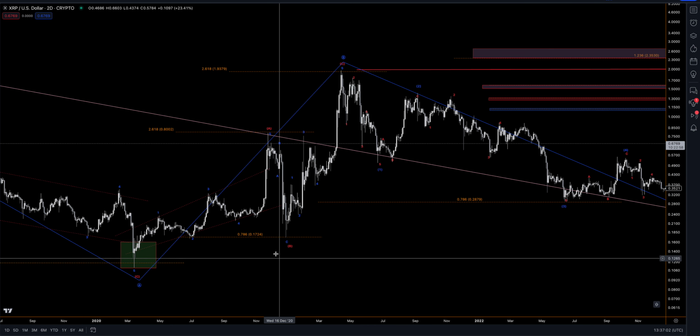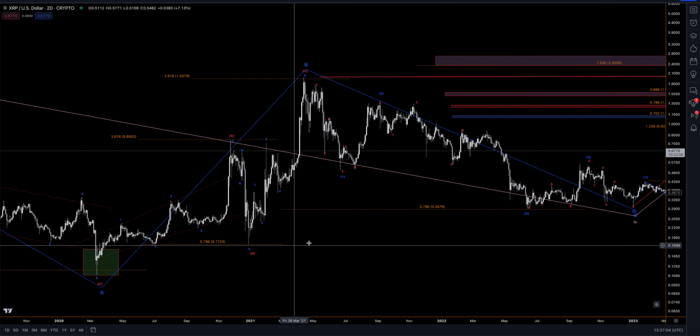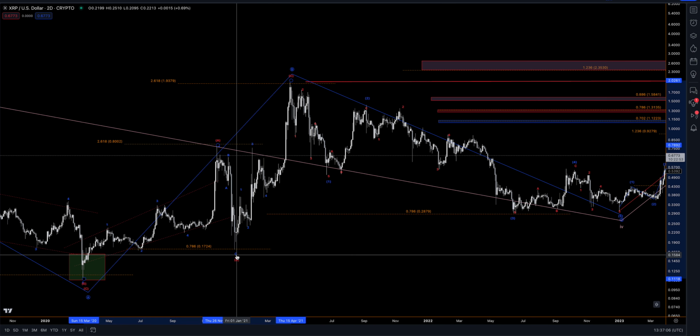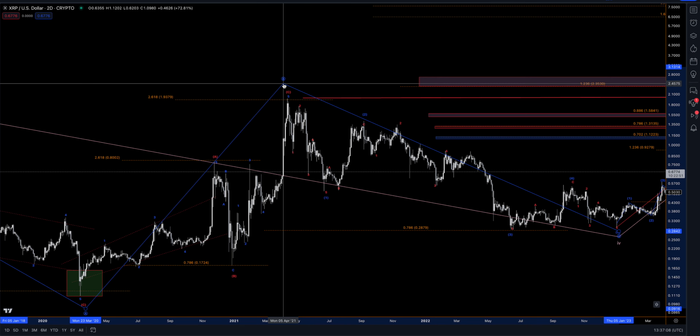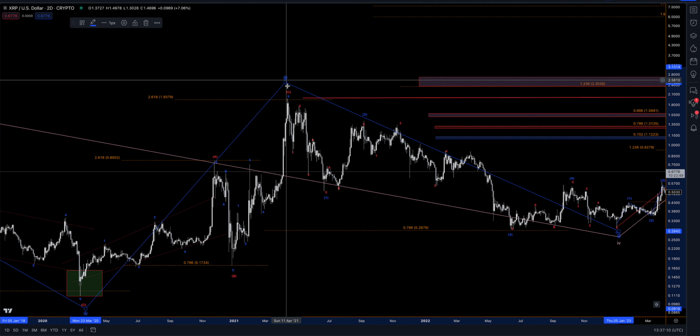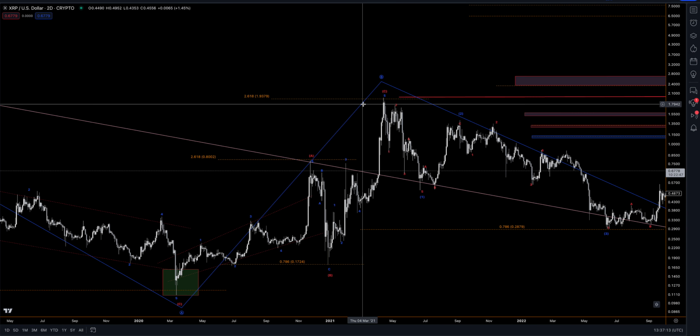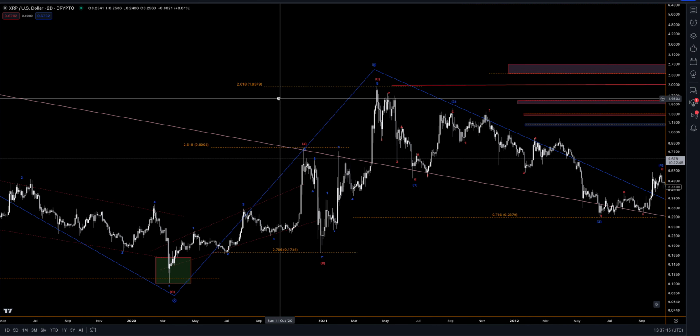So you see this ABC coming down to the 0.786. And then we start our C leg within our macro B. So we have another 5-wave move up, hitting your 2.618 perfectly at $1.93.